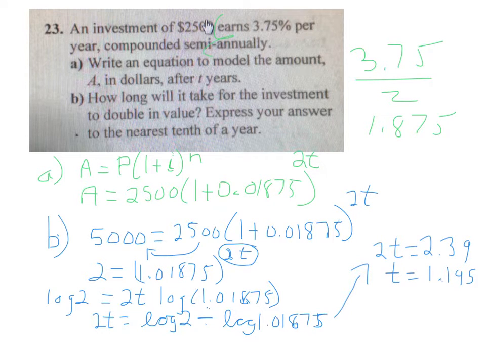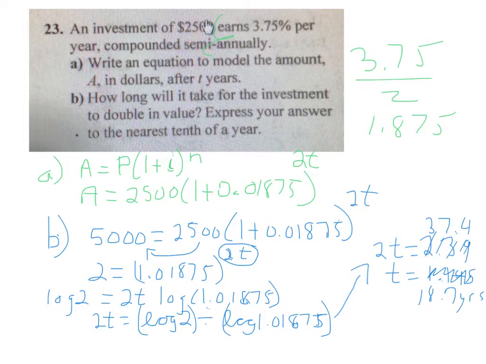So you know what I did wrong: when I typed in log of 2 divided by log of 1.01875, I forgot to put a bracket around the first one. So I just fixed that, and log of 2 divided by log of 1.01875 is actually 37.4. So if I divide that by 2, I'm going to get a completely different answer, which is 18.7 years, which makes a lot more sense at that interest rate.